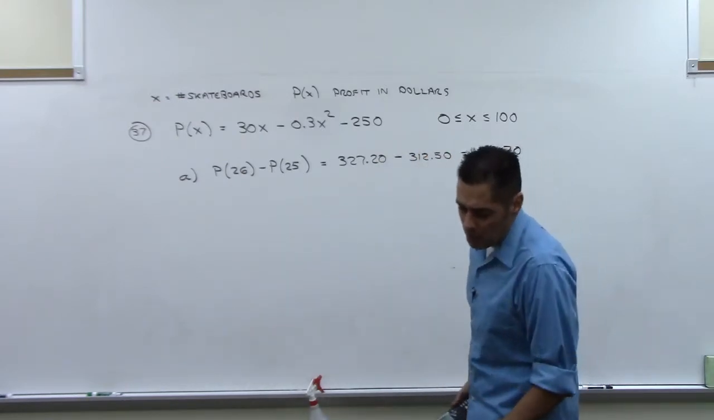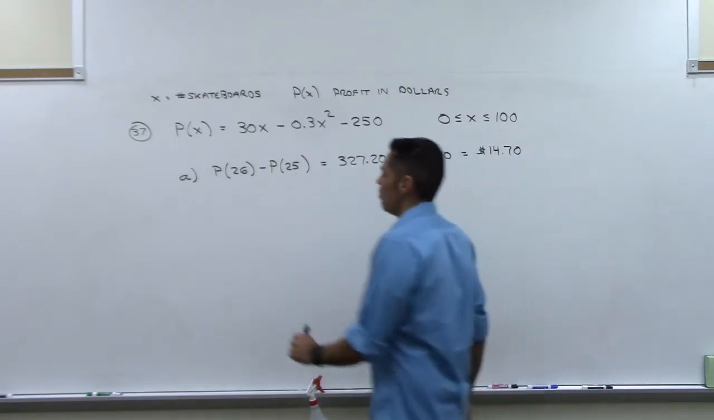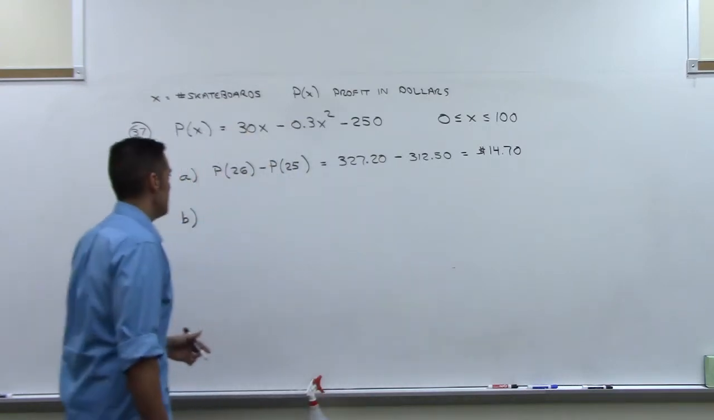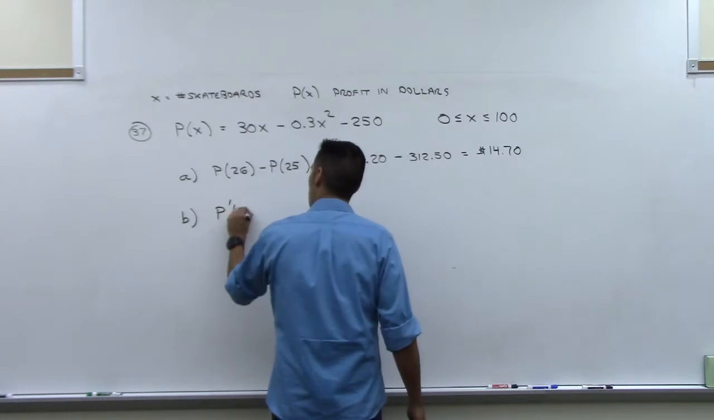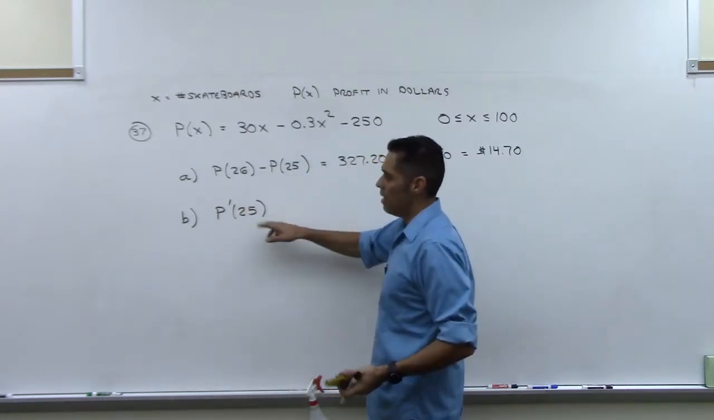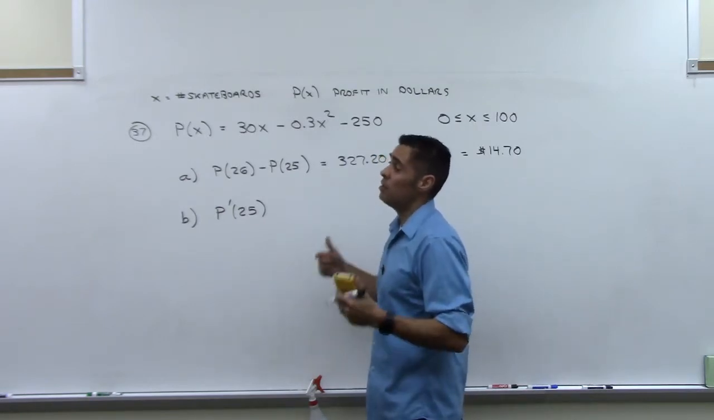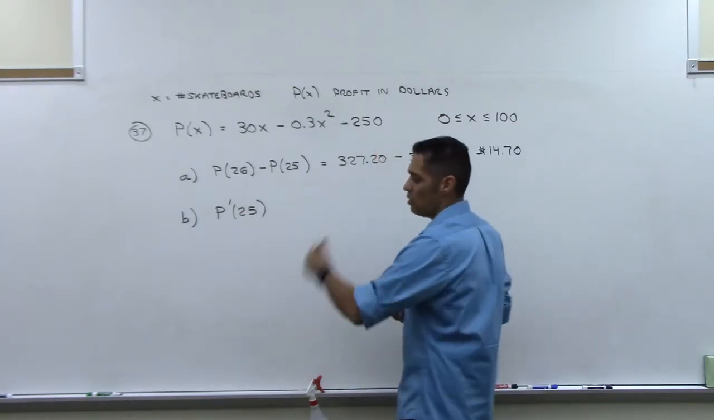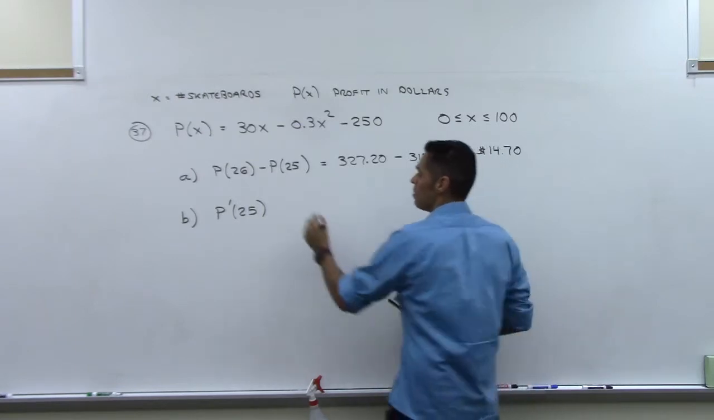Now for part B, we're going to use the marginal profit to approximate. So we want to approximate the profit of the 26th skateboard. So what we want to do is find the derivative at 25, at the 25th skateboard. Okay, we're approximating the profit at the 26th skateboard. So to do that, we take the derivative at the 25th skateboard. And again, it's because we're looking back and looking at the slope of that line and seeing where we would be. So I need the derivative.